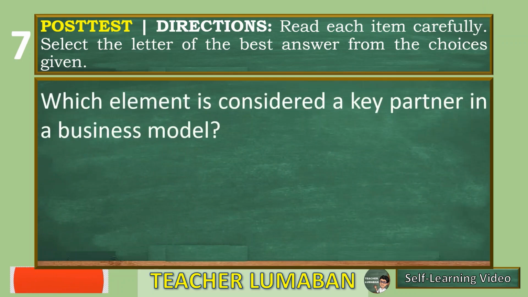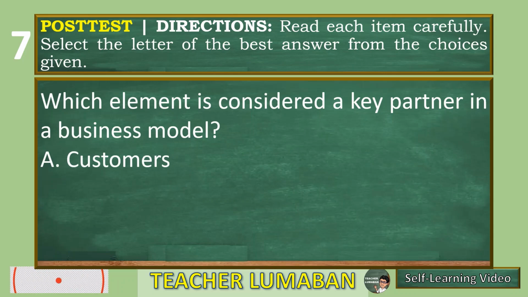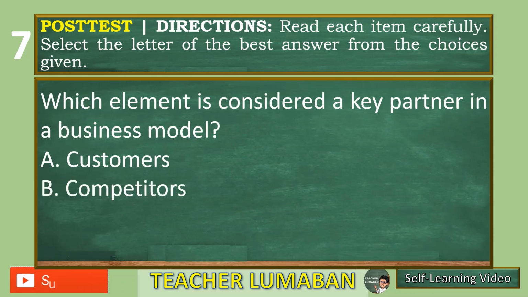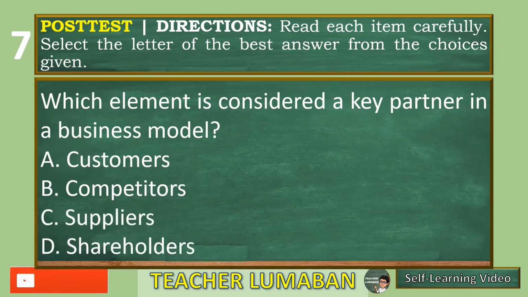Which element is considered a key partner in a business model? A. Customers. B. Competitors. C. Suppliers. D. Shareholders.